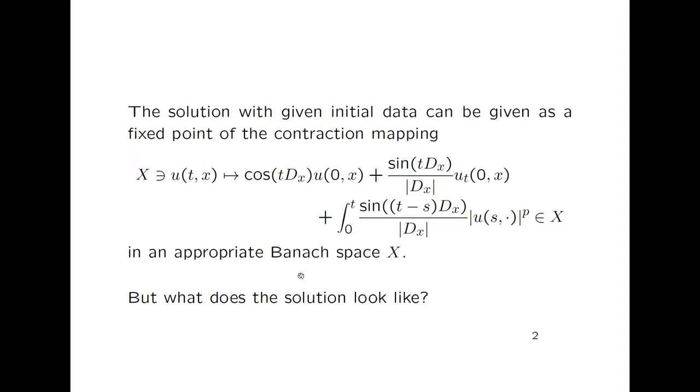So this is a basic assumption here. The solution with given initial data can be given as a fixed point of a contraction mapping. This is a very standard strategy to find the solution of this equation. Let's consider this kind of mapping, where the right hand side is some integral equation which corresponds to the original differential equation, and a solution of such an integral equation means that u is a fixed point of this mapping. If we find some nice Banach space X where such a contraction mapping argument works, then we can find the solution of the nonlinear wave equation in this Banach space. This is a very basic strategy.